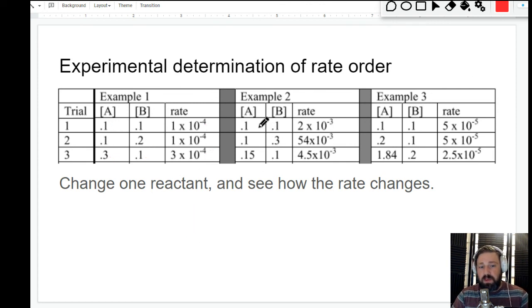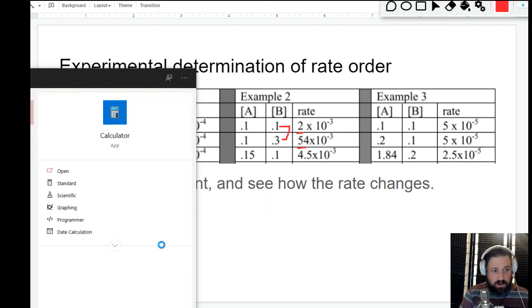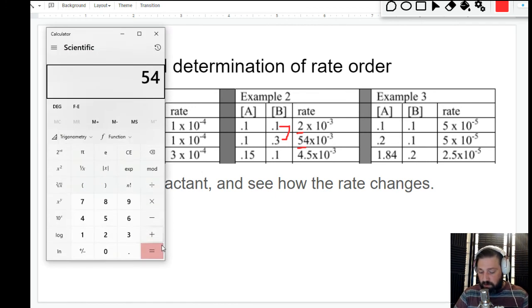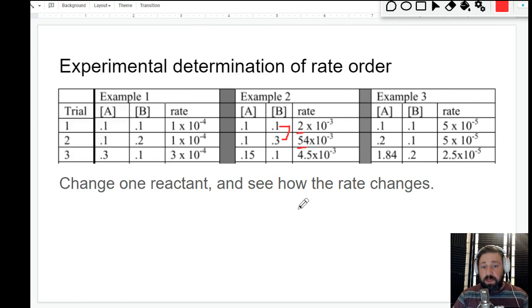All right, we can do the same thing here. Let's do example 2 now. I'm keeping A the same, and I'm tripling B. And what happens here? 2 and then 54. I need my calculator. 54 divided by 2 is 27. That can't be right. So I'm tripling... Oh, 27. The third power. So here we know B is to the third power.